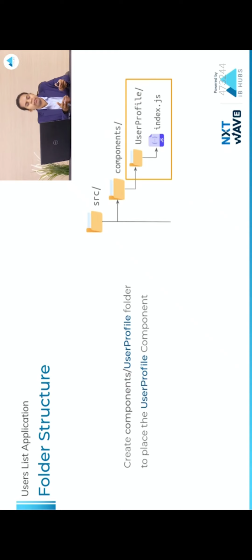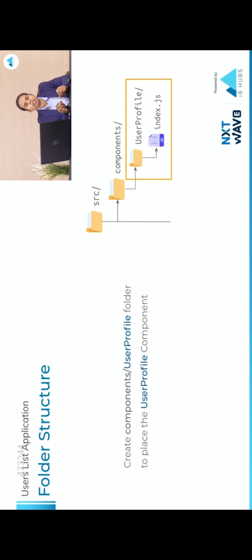So in the components directory, we'll create a folder with the name of the component that we are going to add. Right now we are going to create a user profile component. So let's add a directory, UserProfile. There you can see it's a component, so it should start with a capital letter. That's the reason we have U as capital. So we'll create this folder, and within that folder we'll create an index.js file.